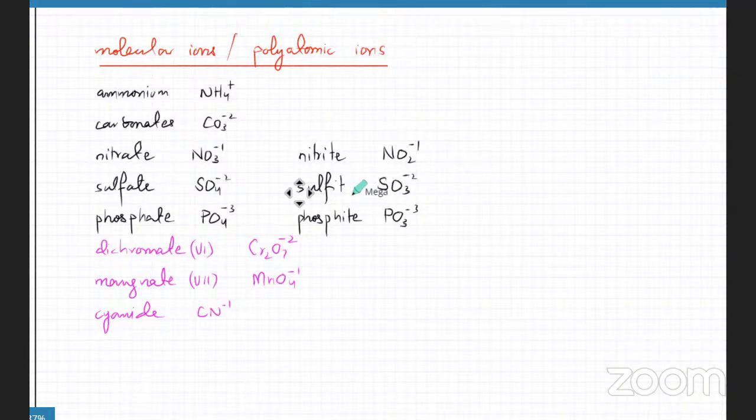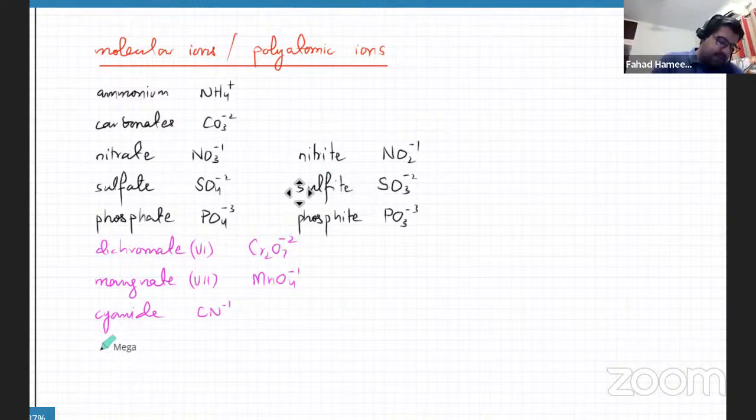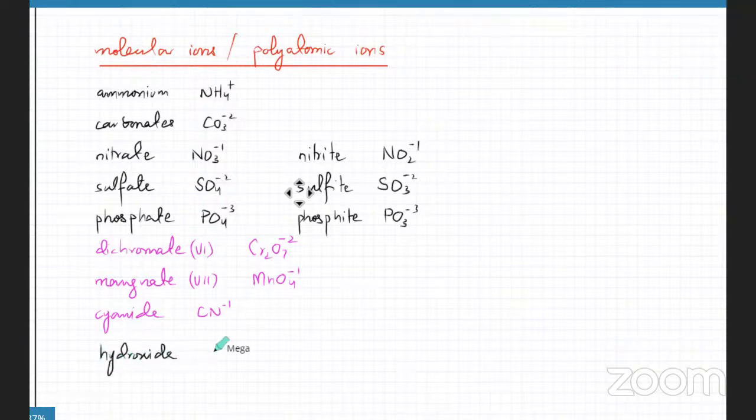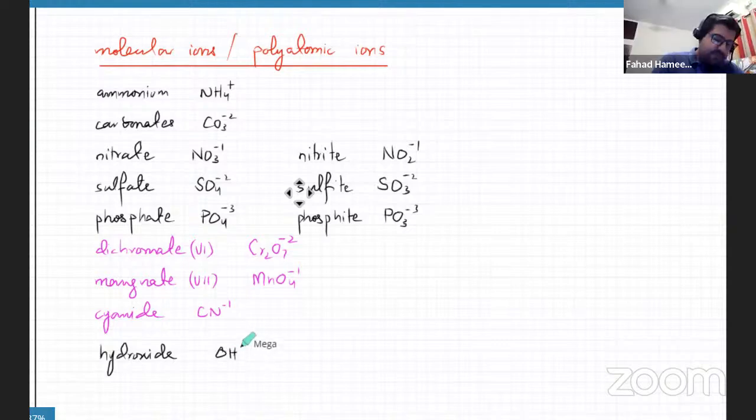Hydroxide. Hydrogen carbonate. Okay, so we've got hydroxide, that's the main one, which is OH -1. You've got hydrogen carbonate. What's the other name for hydrogen carbonate? It's also known as bicarbonate.